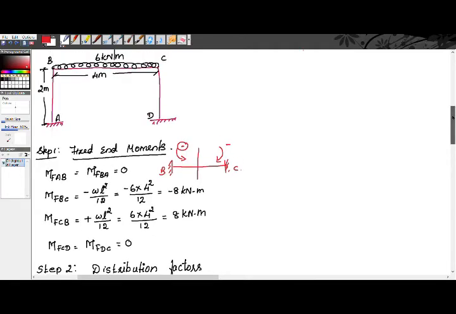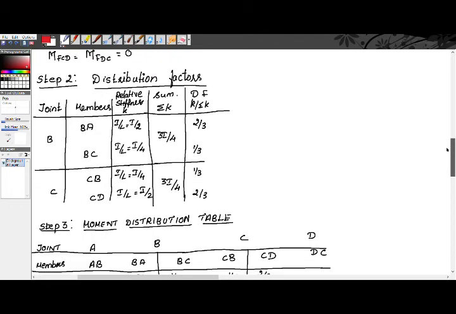We have to find the distribution factors. For finding the distribution factors, we have two intermediate joints, B and C. Because at joint A only one member is meeting, the distribution factor will be equal to 1. At D also only one member is meeting. But at B we have two members and at C we have two members, so we have to find the distribution factors for joint B and joint C.